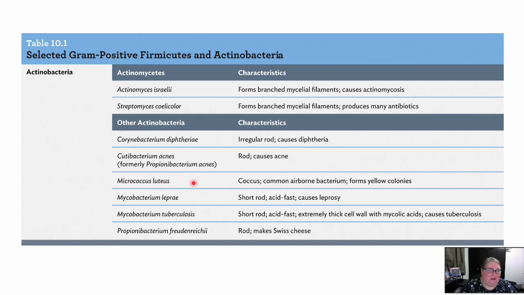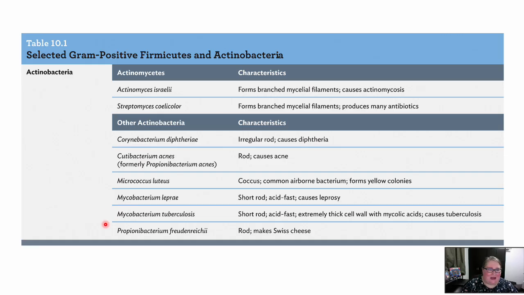We have Micrococcus luteus. When we did the isolation streaking, that yellow bacteria that you separated out, that was actually Micrococcus luteus. We have our Mycobacterium, so Mycobacterium leprae and Mycobacterium tuberculosis. These ones are not going to gram stain as well because they have a thick waxy capsule on the outside of them. They're going to actually be viewed with the acid-fast stain, like the Mollicutes.